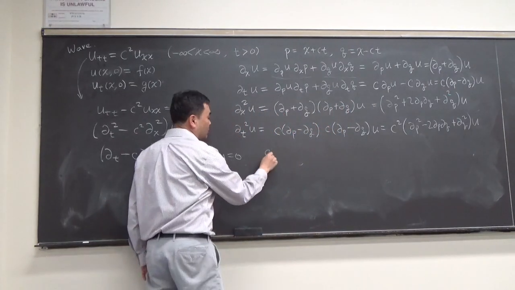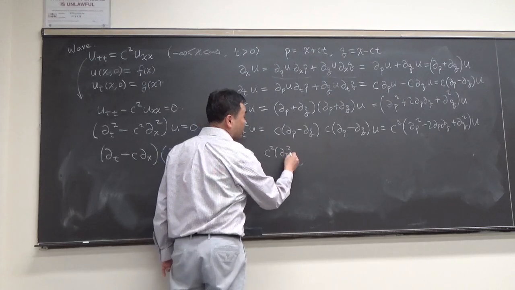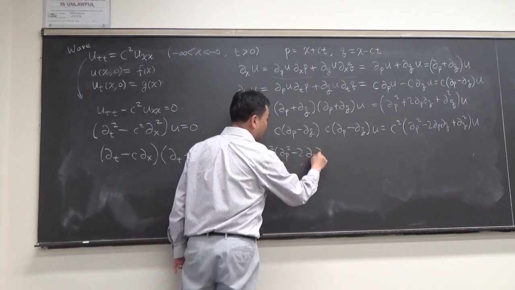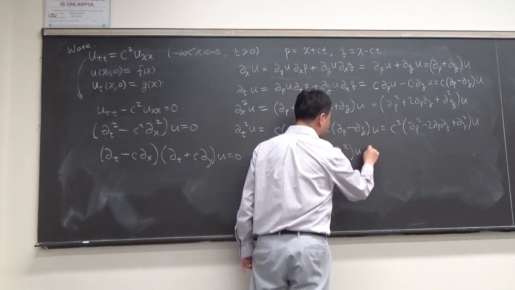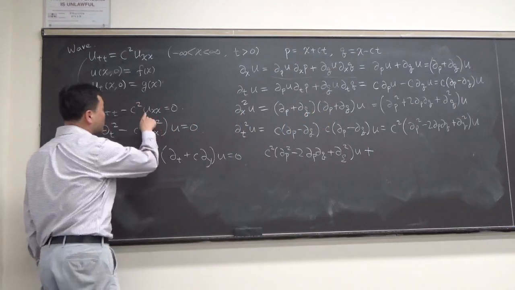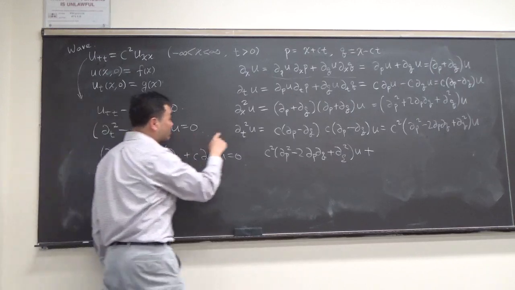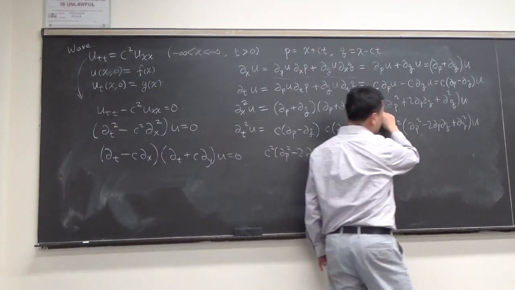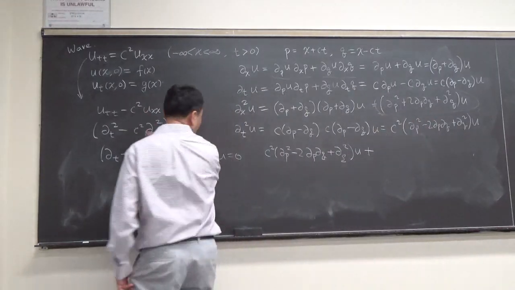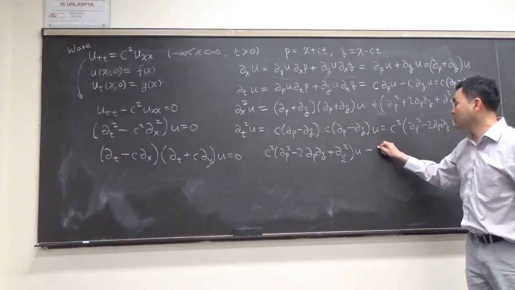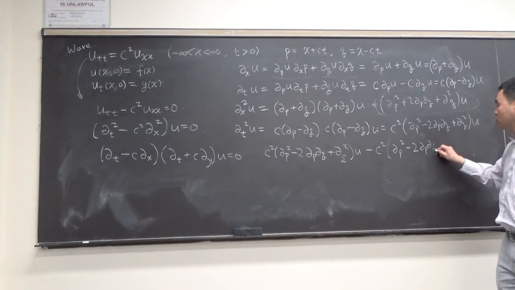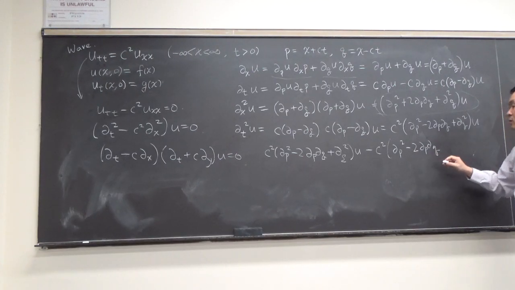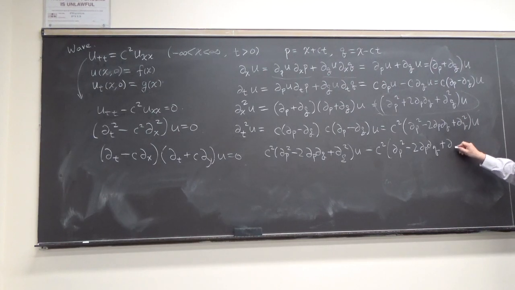So I have c squared (∂p squared minus 2 ∂p ∂q plus ∂q squared) of u plus, and then u_xx means you're differentiating u twice by x, which is exactly the same as this thing, which means I can replace that by this. So let's plug that in. That's actually minus c squared (∂p squared plus 2 ∂p ∂q plus ∂q squared) u equals 0.